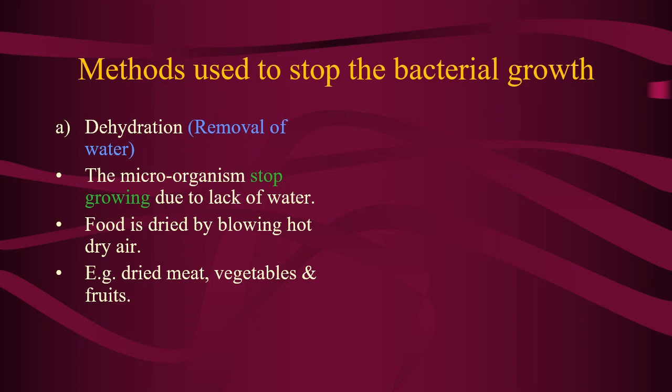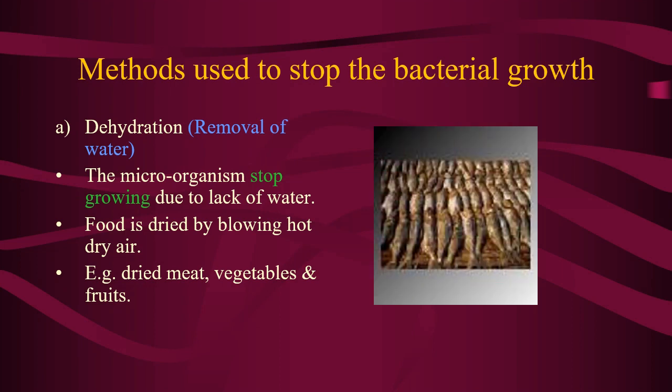There are a few methods that can be used to stop bacterial growth. The first one is dehydration, or removal of water. In this method, the microorganisms stop growing because of lack of water, and usually food is dried by blowing hot dry air. We can see this method in dried meat, vegetables, fruits, or dried fish. This is an example of the dehydration method used to produce salted fish.